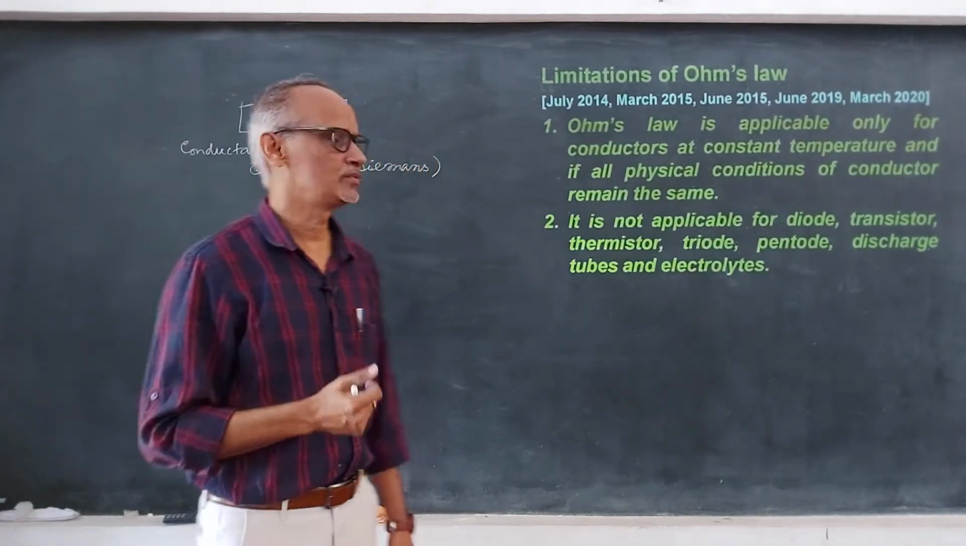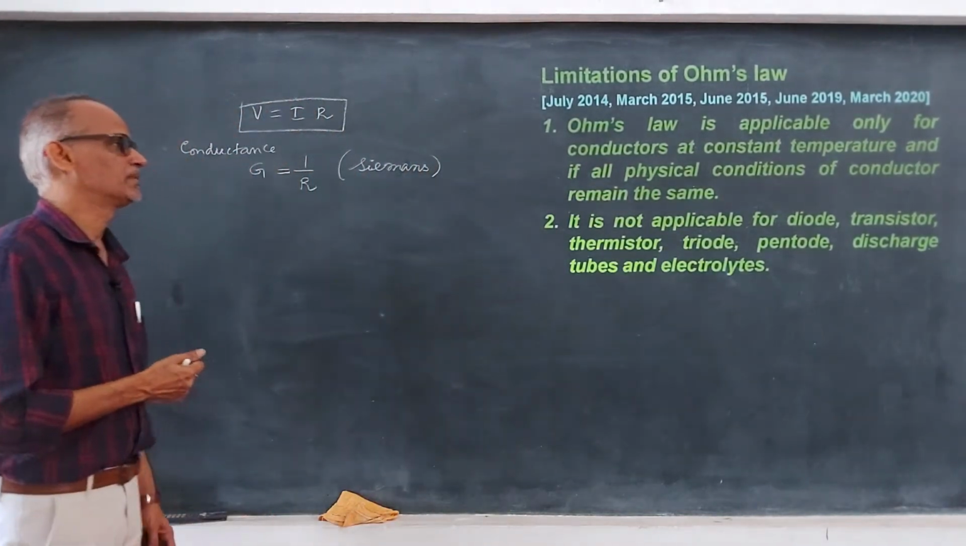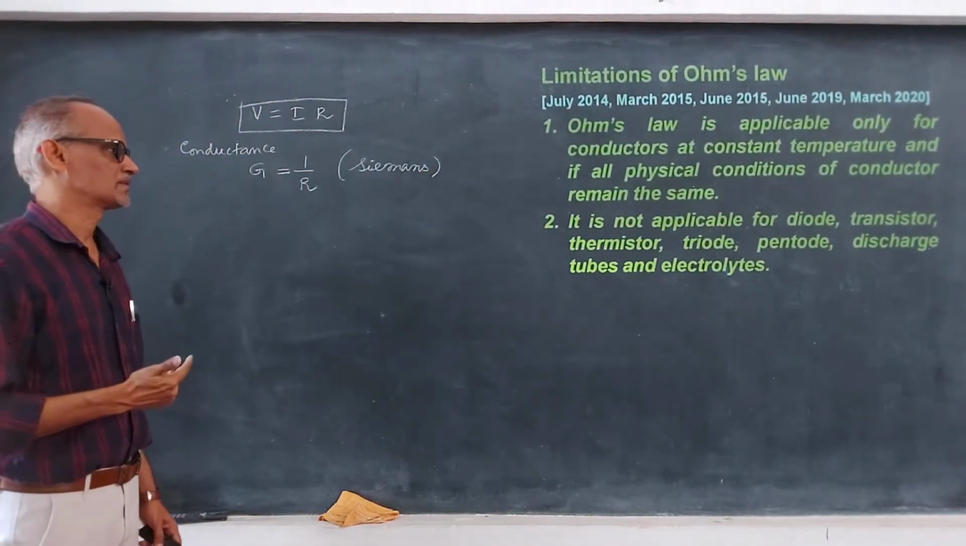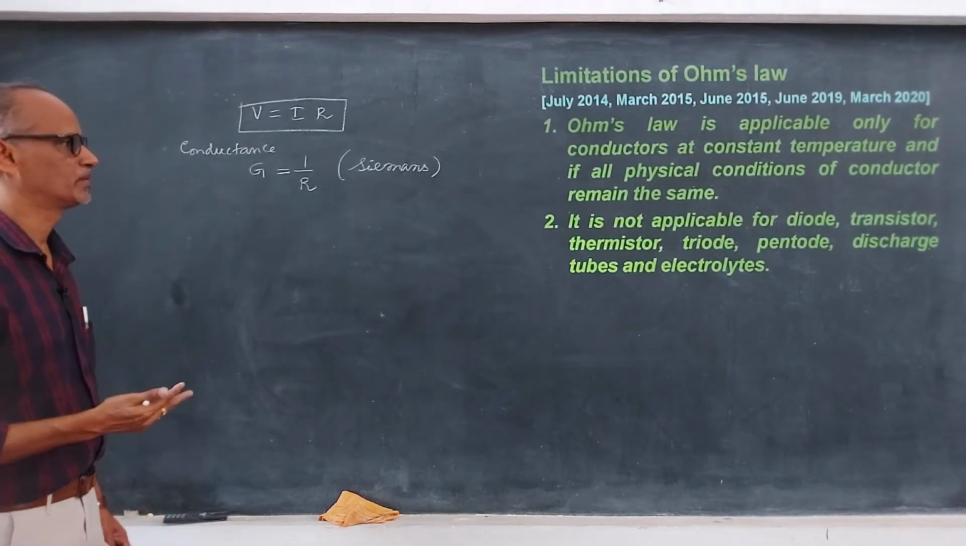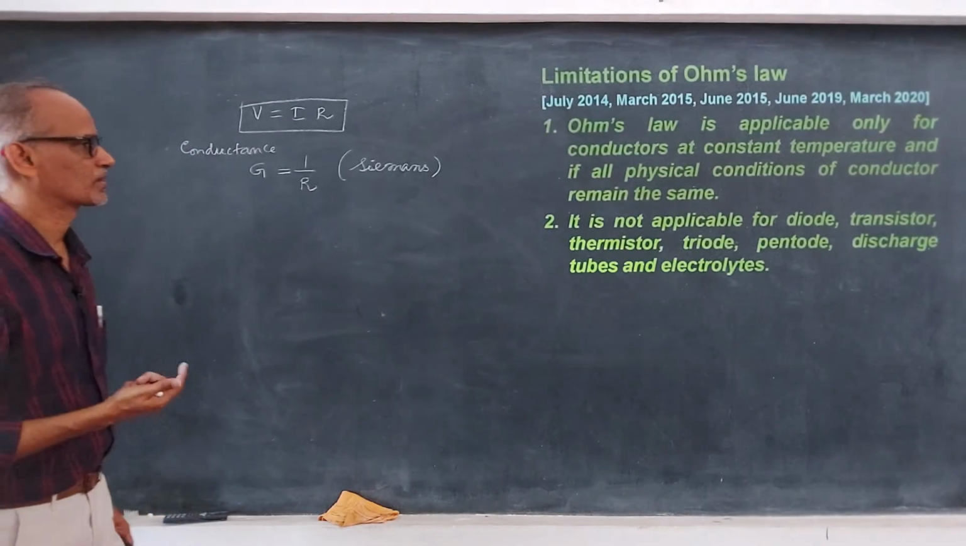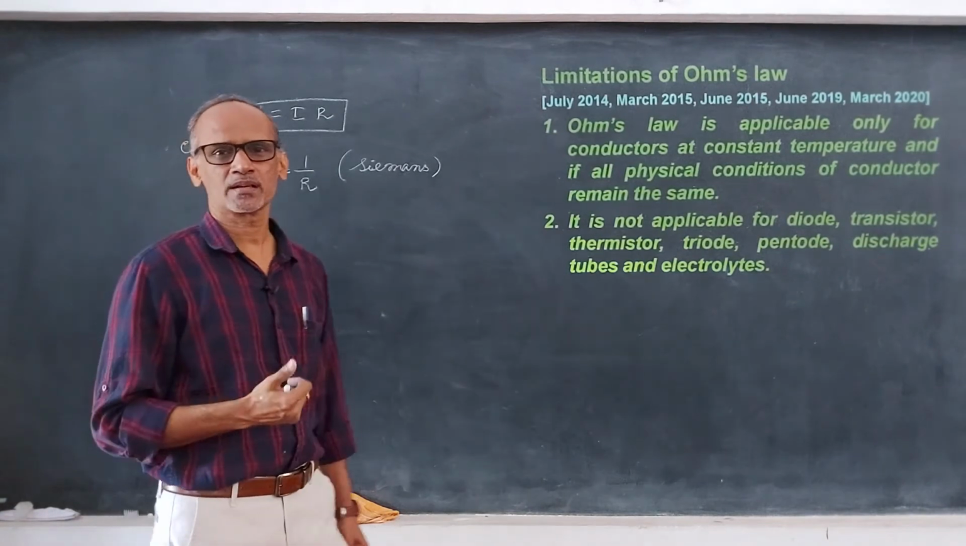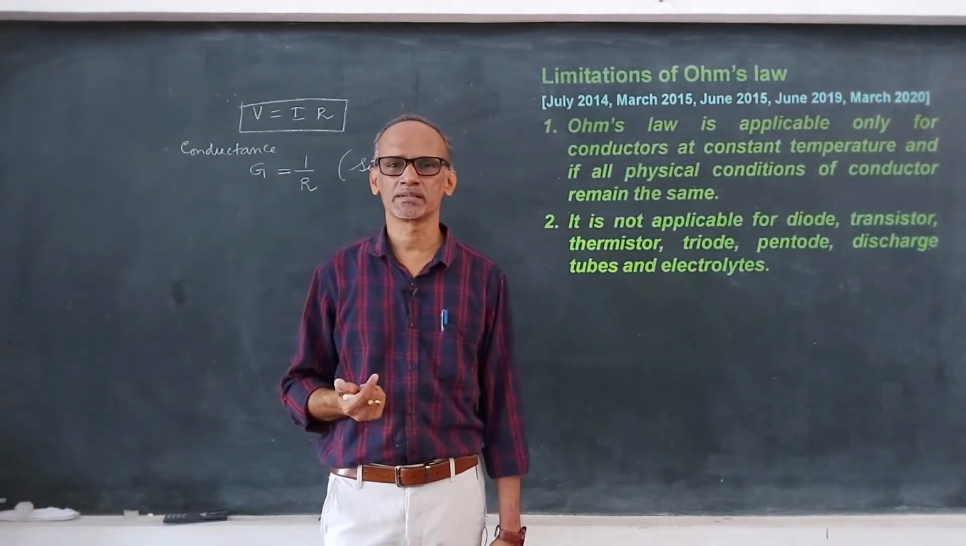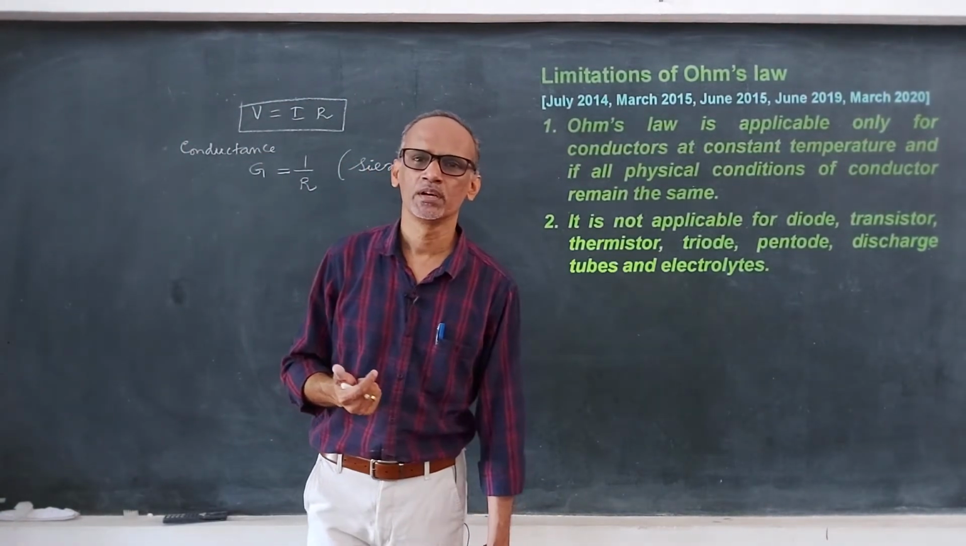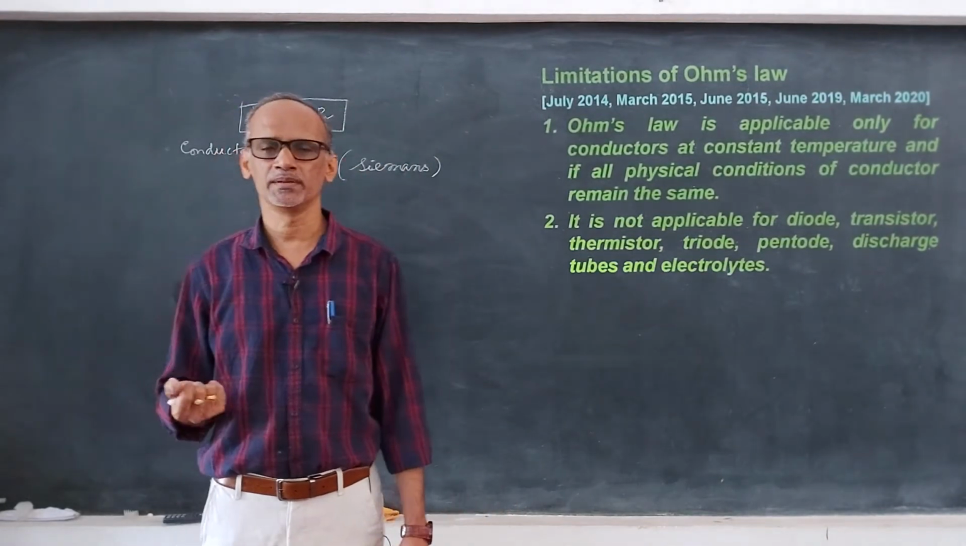Limitation number 2: it is not applicable for the diode, transistor, thermistor, triode, pentode, discharge tubes and electrolytes. These devices are called non-ohmic devices, the devices in which Ohm's law is not applicable.